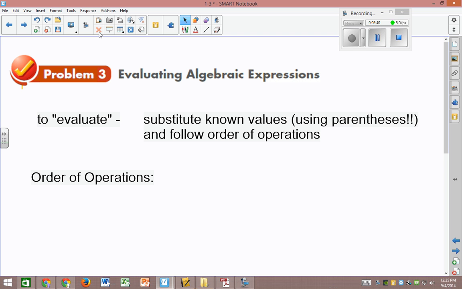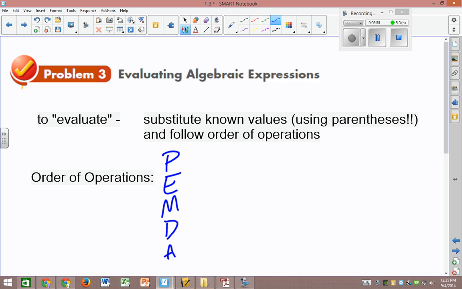Well, that ain't no problem. Okay, substitute known values. Make sure you're putting parentheses with that so the negatives get distributed correctly. And then follow order of operations. What are the order of operations? Please excuse my dear Aunt Sally.